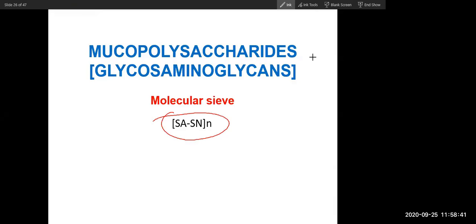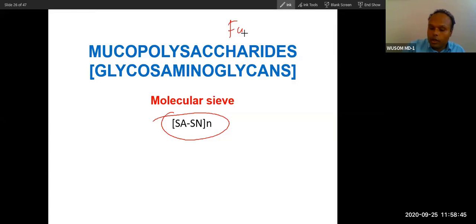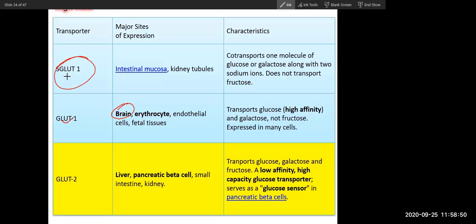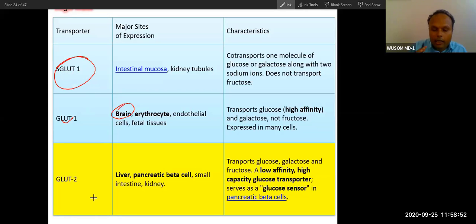Yes, tell me. All the GLUT transporters are for facilitated diffusion? Yes, GLUT. Only SGLUT is secondary active. Except for this, all are facilitated diffusion channels.